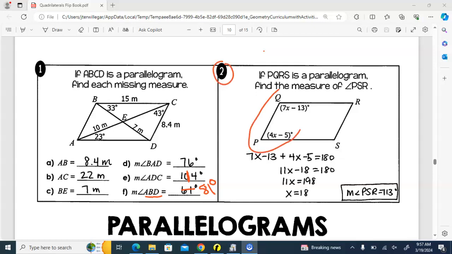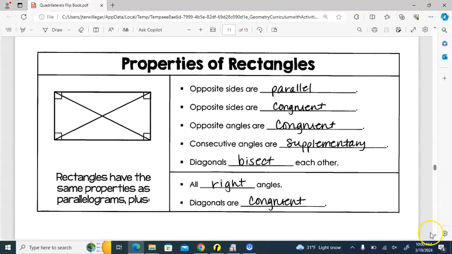These angles are not congruent. They add up to 180. Find x, plug it back in, and doing that one relatively quick. I'm using different software than I used to. All right, let's go to rectangles.